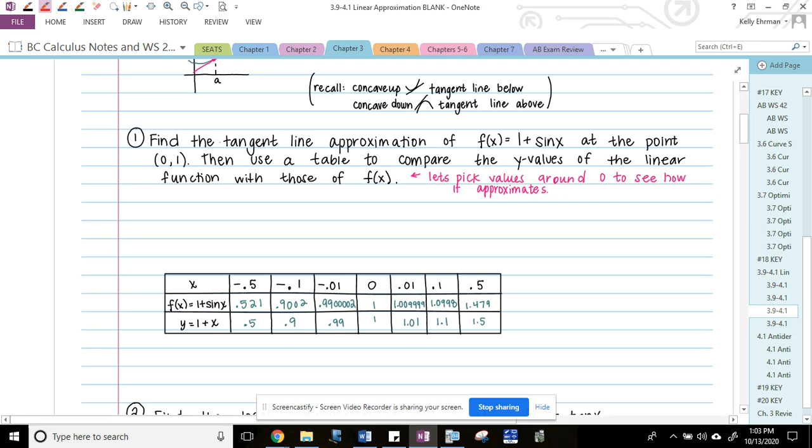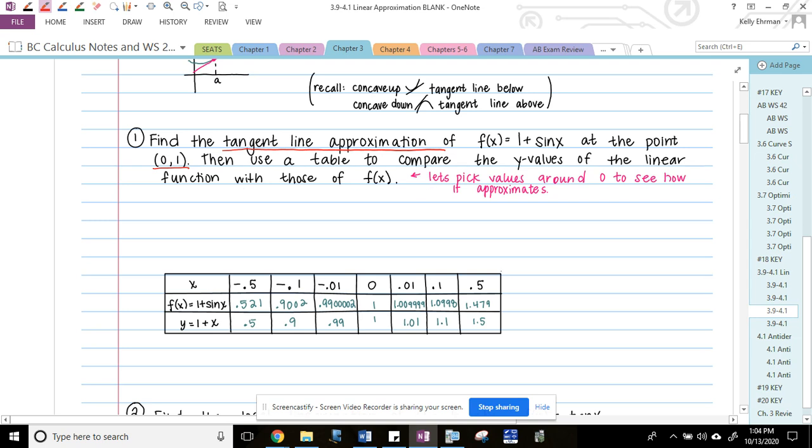So find the tangent line approximation of f of x equals 1 plus sine x at the point (0, 1). Finding the tangent line approximation is not finding a numerical value, it's finding the tangent line equation, and the point of tangency is (0, 1). And then use a table. I've already filled it out for you because I didn't want to take the time to do that, but use a table to compare the y values of the linear function to those of f of x.